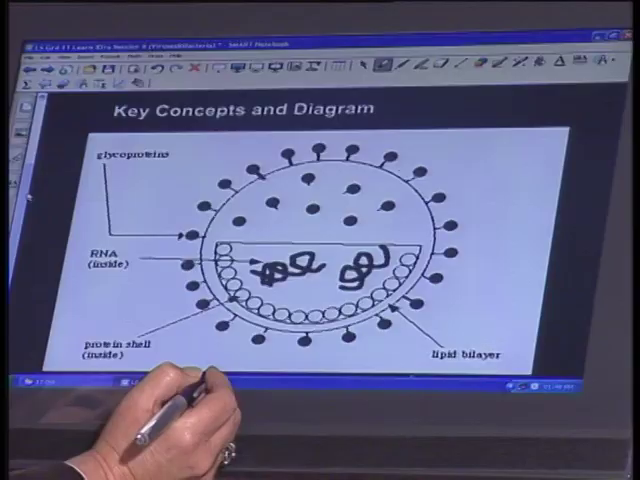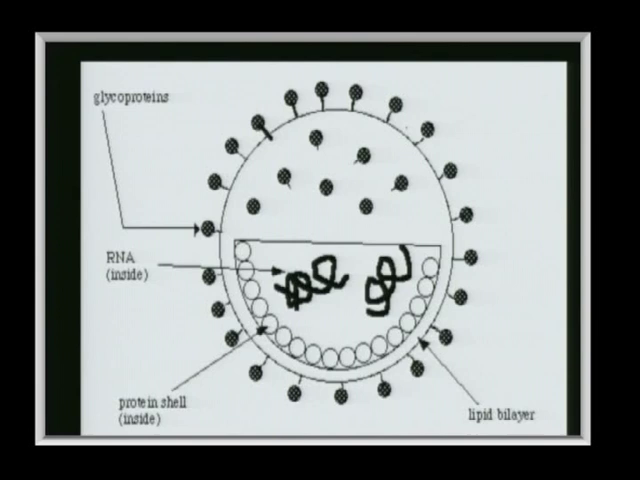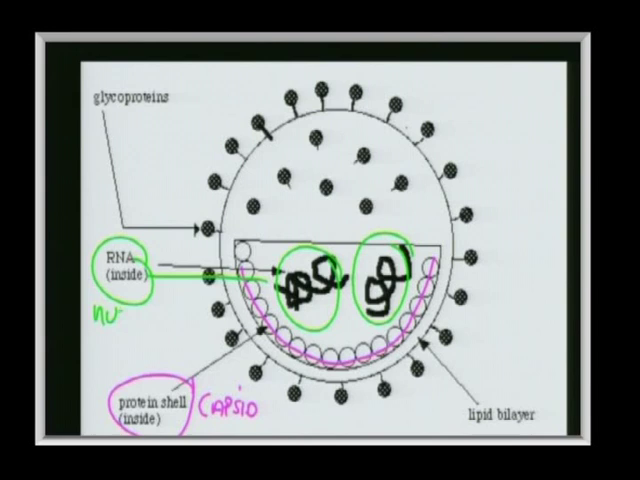Let's look at a slightly more detailed picture of a virus. If you look at this picture, you will see the same parts that I mentioned earlier, but this virus is a little more complicated. First of all, here you can see the protein coat, or remember that the other term for that is the capsid. Second thing that you can see here inside, this is your nucleic acid.